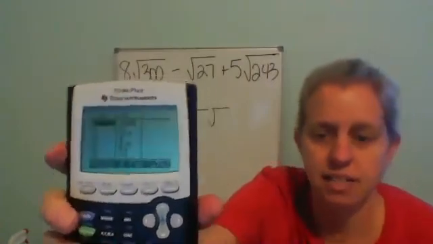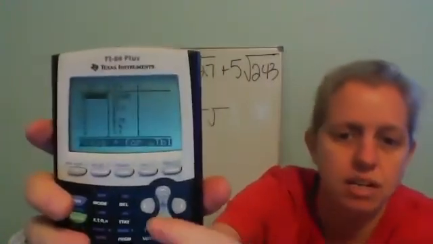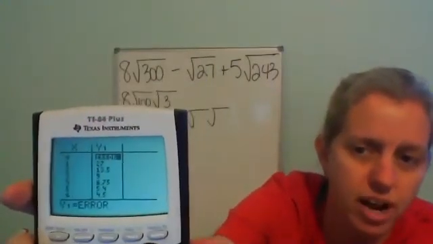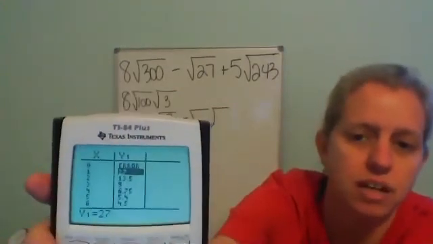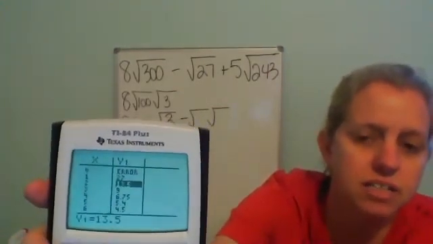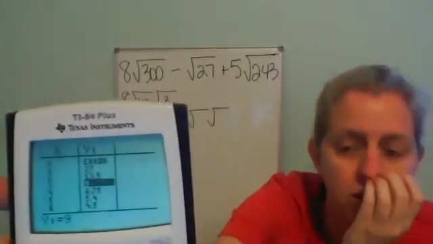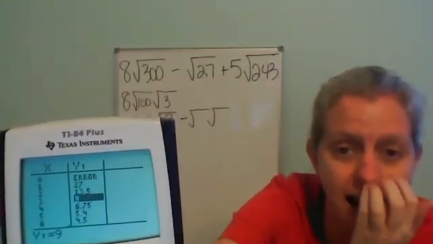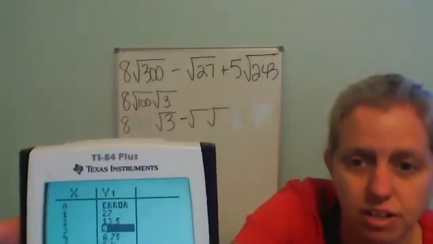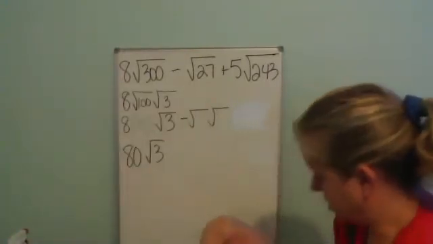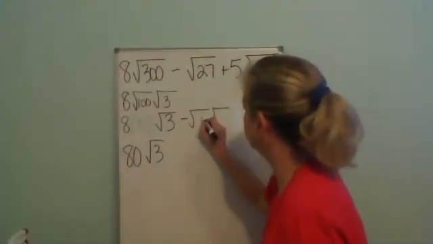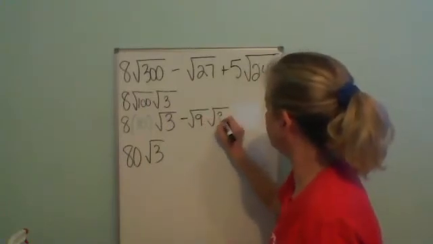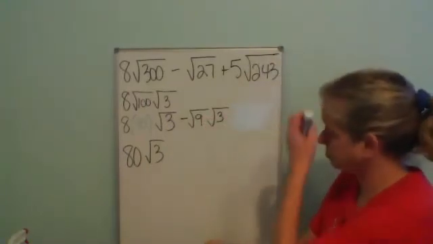Second table. So let's try to find a perfect square. Whoops. Let's see. There's a decimal. Look at this one though. 3 times 9. 9 is a perfect square. So let's put the 9 in the perfect square spot. 9 times 3 is 27.